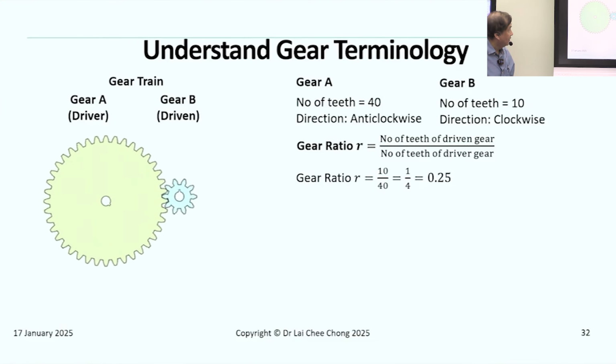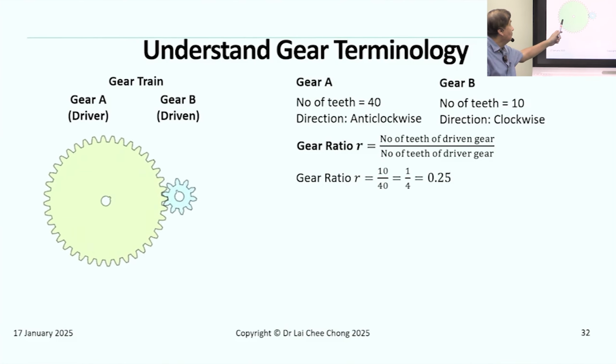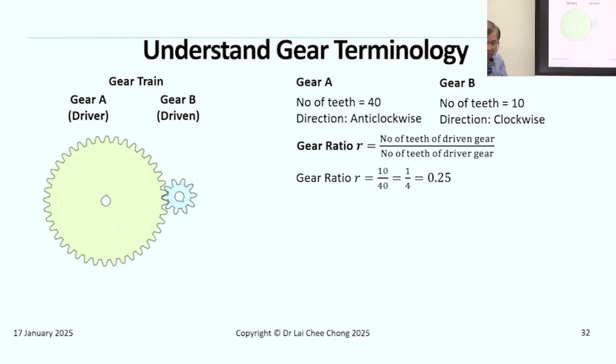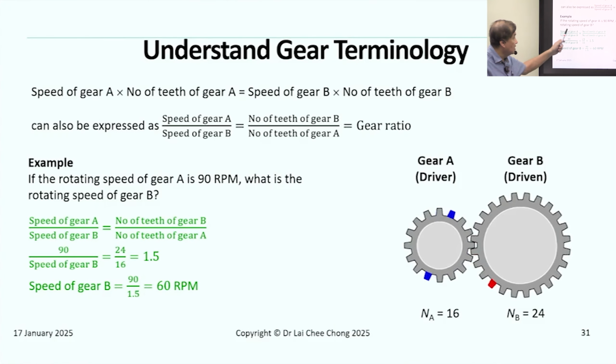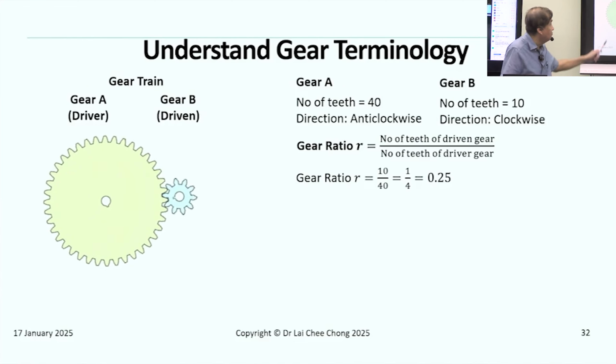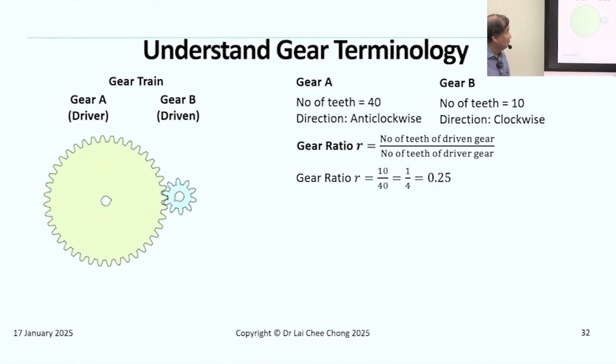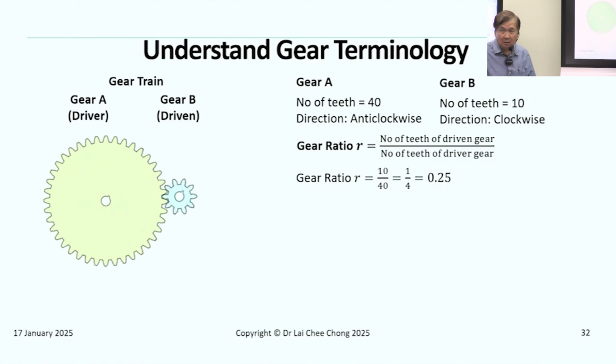Now, if you look at the other way around, if I have my driver gear... Look at this picture. This is a smaller gear driving a bigger gear. Am I right? What if you have it the other way around? Your driver gear is a big gear, but your driven gear is a small gear like this. It's the same thing. It doesn't matter about the size.